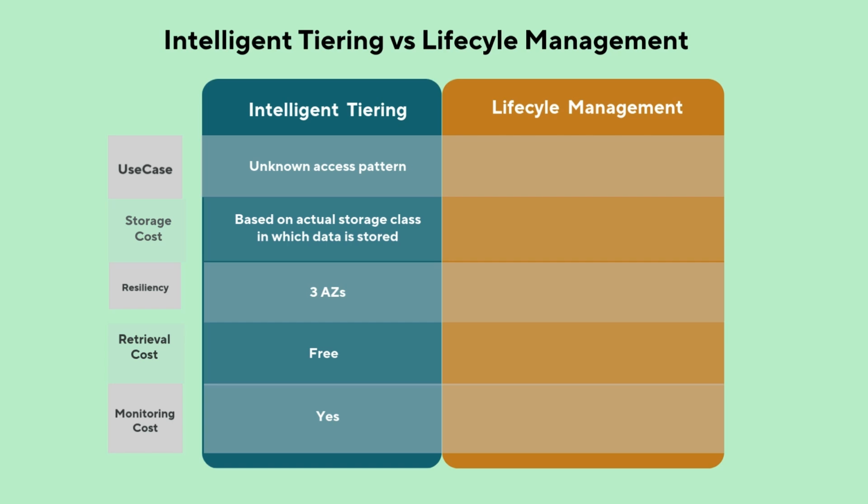This is one of the prime benefits of using intelligent tiering. But what is the drawback? There is a fixed monthly charge you are going to pay for this monitoring and automation. And this charge depends on the number of objects you have. The more objects you have, the higher charge you pay for the maintenance.